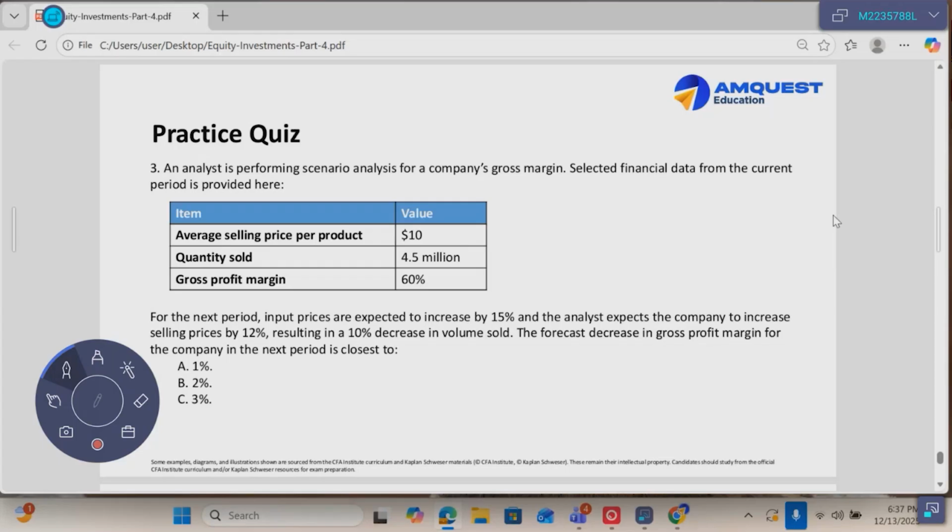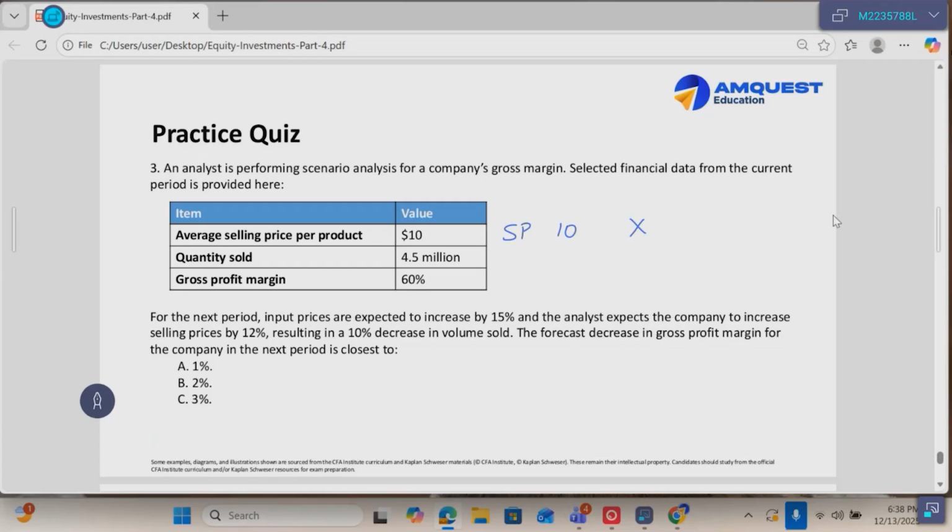Over here, I will suggest you one thing. Instead of taking quantity sold as 4.5 million, because in the exam you have to save maximum time, let's take it as 100. The answer will not vary much because we are just changing the quantity sold. So let's write: selling price is 10. Quantity I'm going to use is 100. My cost price is 4 and my gross profit margin is 6.